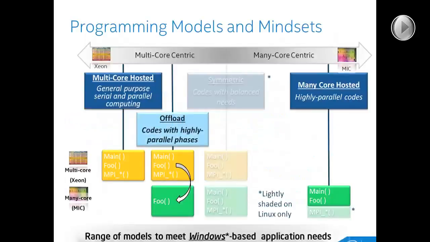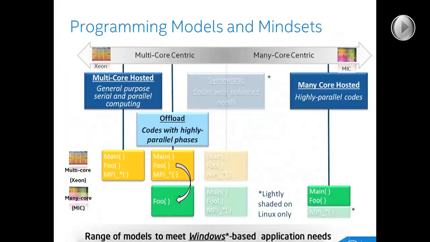That's all I had in terms of system requirements and installation. And the next thing I wanted to talk about were programming models. With the introduction of the Xeon Phi, you have a range of programming models that become available. They range from multi-core centric models to many-core centric models. We're going to start on the left side of our range and talk first about the multi-core hosted model.